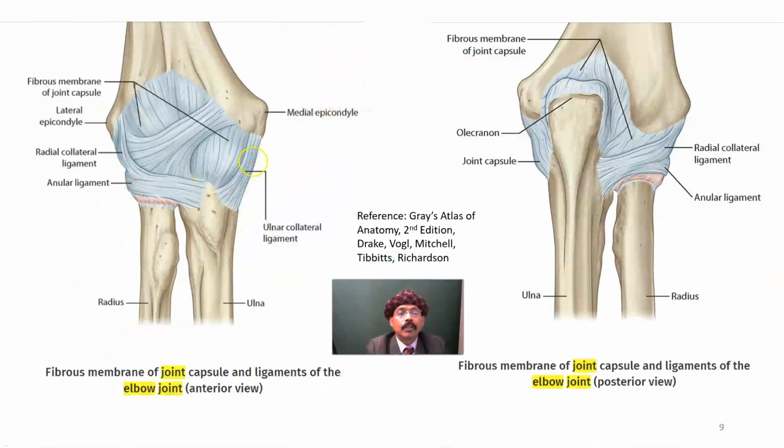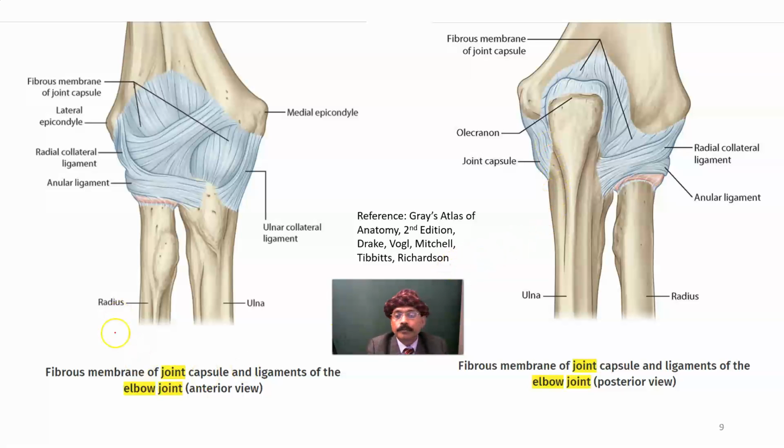Now we look at some of the ligaments and fibrous tissue. Here is the ulnar collateral ligament of the elbow joint. Here is the annular ligament around the head of the radius and attached to the radial notch of the ulna. Okay, we got that. Now this is the joint capsule. The joint capsule is attached along the margin of the trochlear notch area.